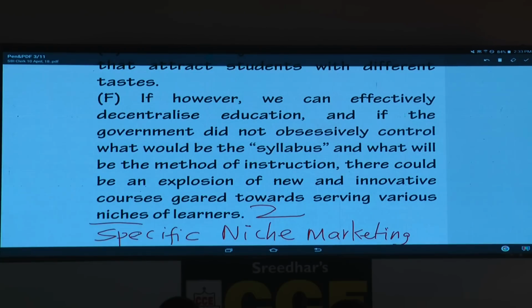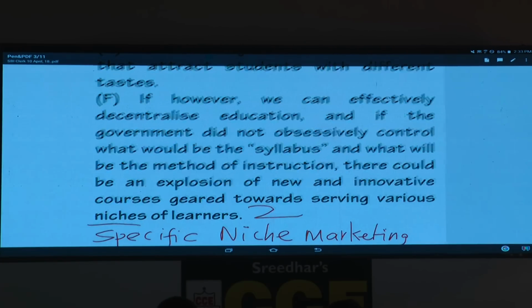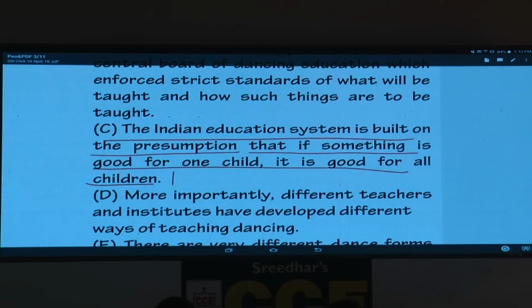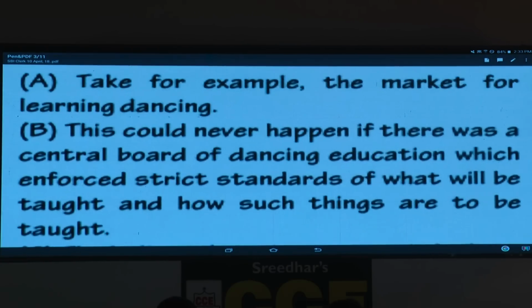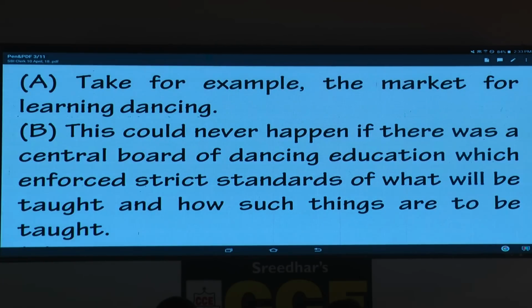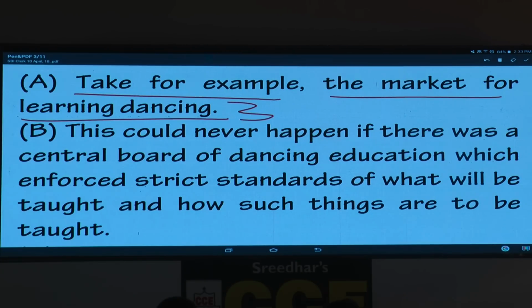He takes the example of what? Dance. Now what is the third sentence? A is the third sentence. Easy to make out how? There is an expression. Take for example, that is a clue. Take for example the market for learning dance. Third sentence, but the second idea, first sentence.